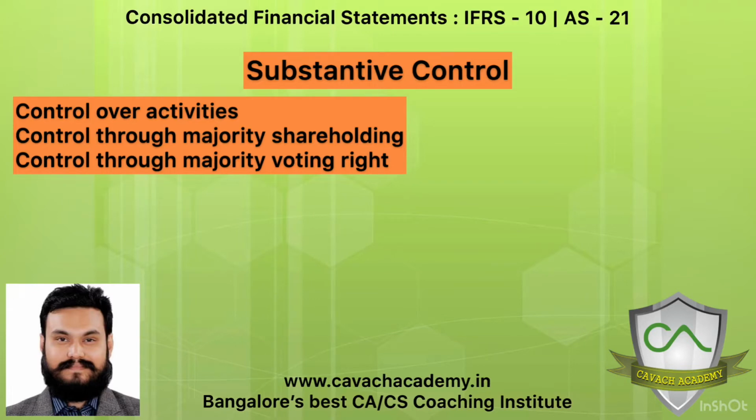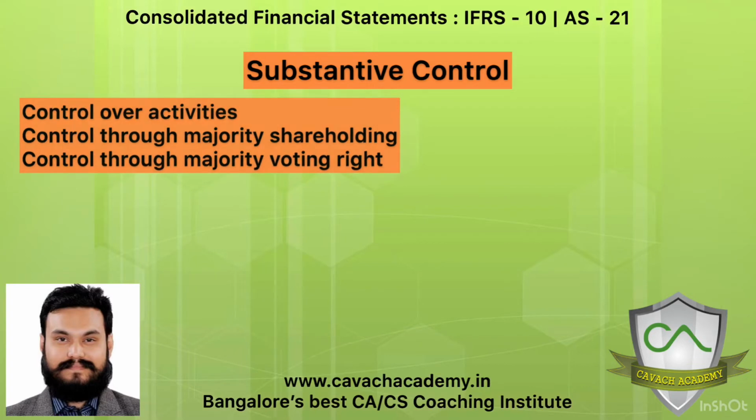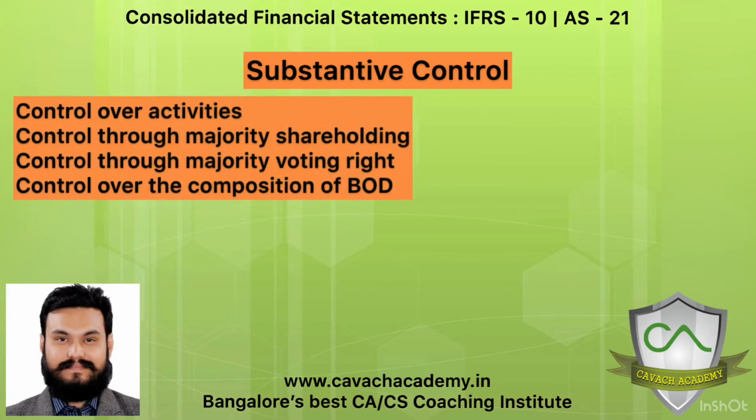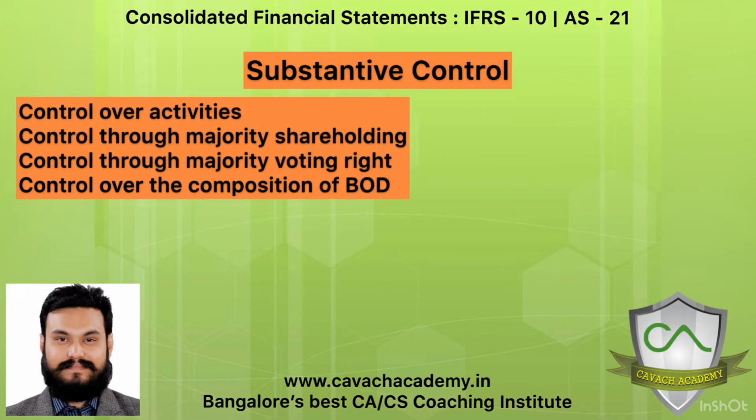Similarly, there could be another kind of substantive control, like I neither have voting rights more than 50% nor have shareholding more than 50%, but I have the control over the composition of the board of directors, which means who can become or cannot become a director in S Limited, P Limited decides. Correct? So in a way you have got control over the composition of the board of directors in the other company. So again we have established some form of a substantive control.